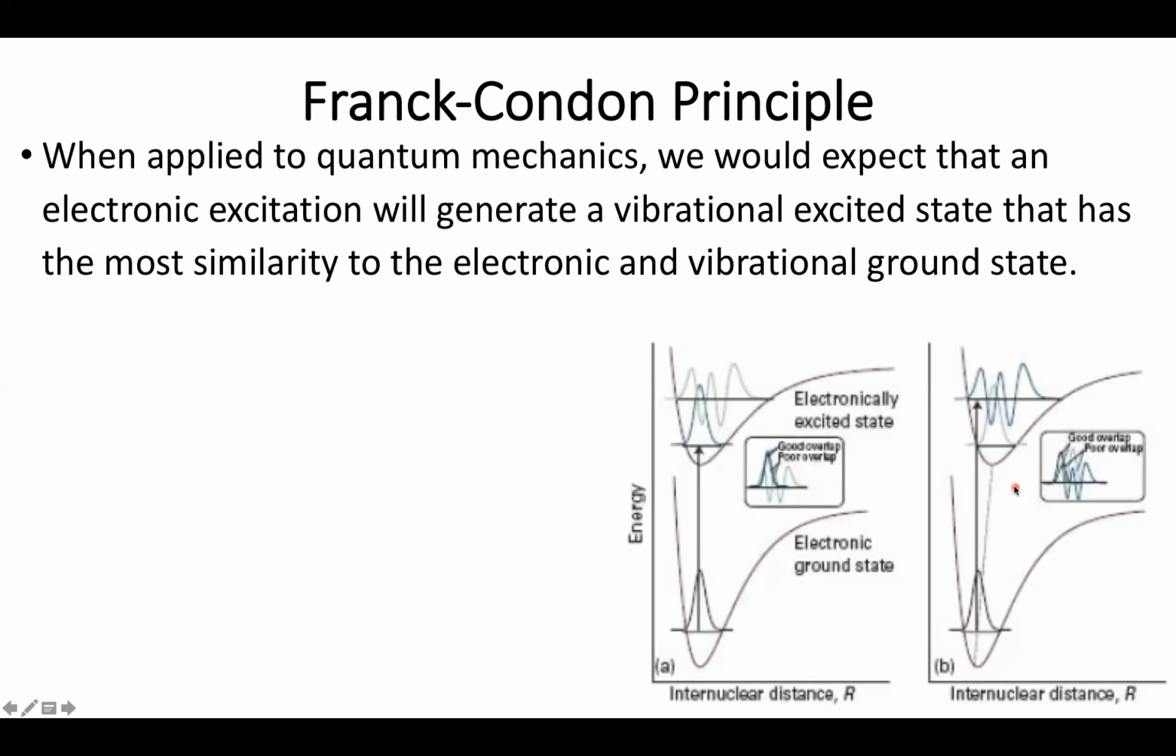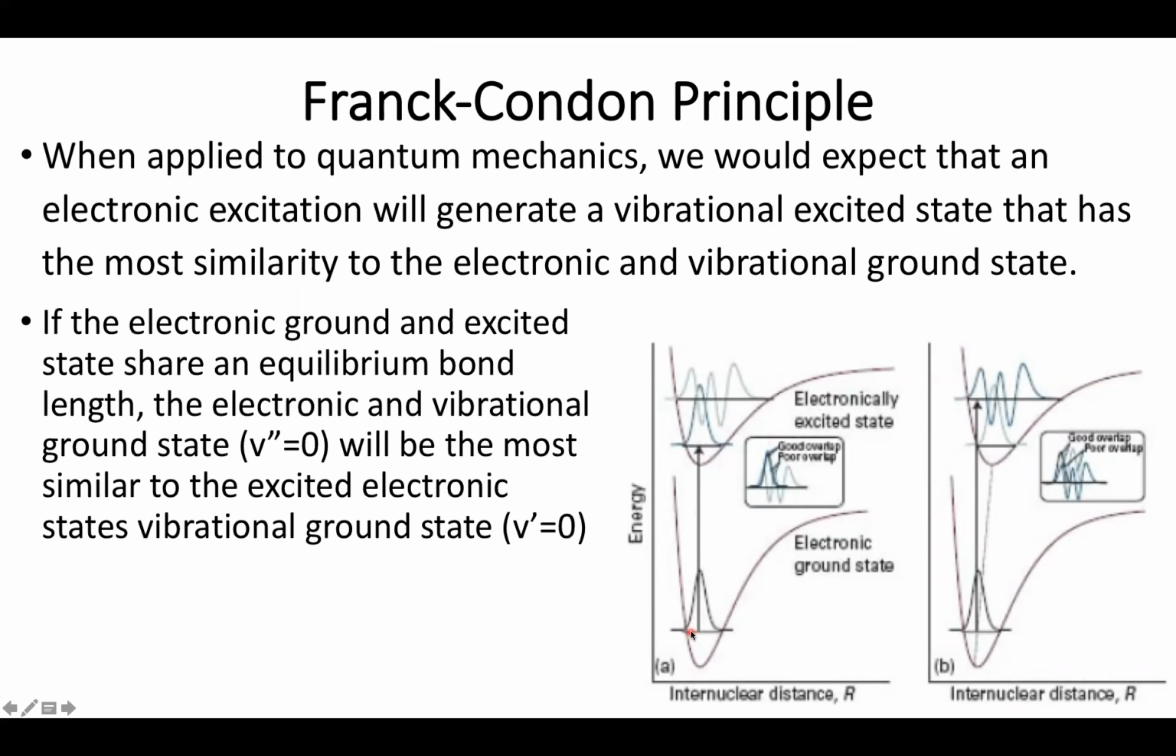So we can repeat this idea, except for bringing in some of our quantum mechanical principles. Specifically, we're going to be focusing in on wave functions and overlaps. So we're going to expect the excitation with the highest probability is going to be the one where the electronic and the vibrational ground states are the most similar. Specifically in this case, where their vibrational wave functions are the most similar.